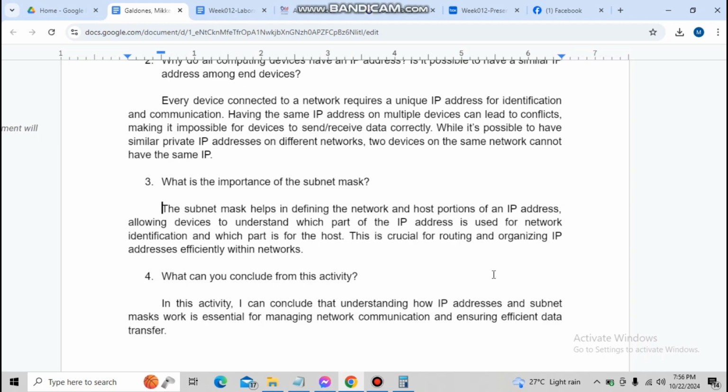Okay, so now we can finally move on to our conclusion. In this activity, I can conclude that understanding how IP addresses and subnet masks work is essential for managing network communication and ensuring efficient data transfer. So, basic mathematics, being able to translate our decimal numbers into binary numbers, will help us improve network communication as we are assisting our computers, even though they are computers, obviously. It is still our responsibility to program them wisely in order to make sure that the data transferring process works in the right and the most efficient manner.